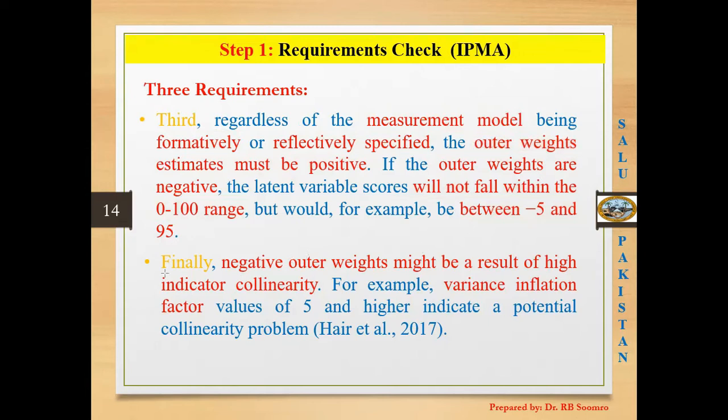Finally, negative outer weights might be the result of high indicator collinearity. If any indicator's outer weight is negative, then you must be sure that there is collinearity among your indicators. How to identify this? Through the VIF, variance inflation factor. If any indicator's value is 5 or more, then probably there is multicollinearity, so it is better to exclude those from your analysis.